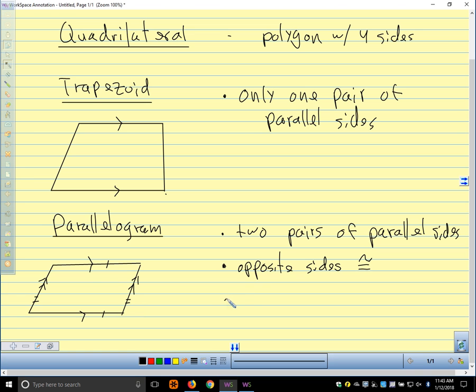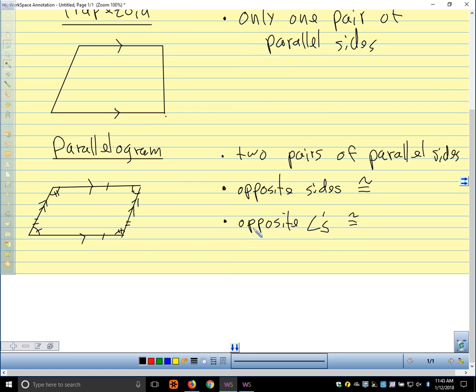Still a couple more things. Opposite angles are congruent. So this angle is congruent to this angle, and this angle is congruent to this angle. Consecutive angles. Consecutive means two in a row. Consecutive angles are supplementary.